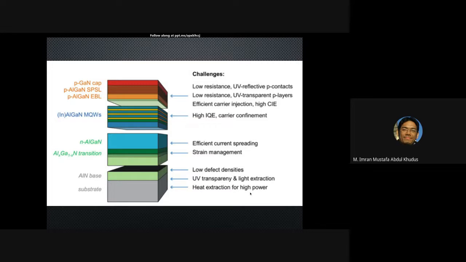Because aluminium nitride is not as good, AlGaN as well, the substrate is typically sapphire, right? So if the efficiency is low, it will go into heat, which means you have more heat to deal with than you do in something like gallium nitride, which is more efficient, right? So you have to think about the efficiency and the heat extraction as well.